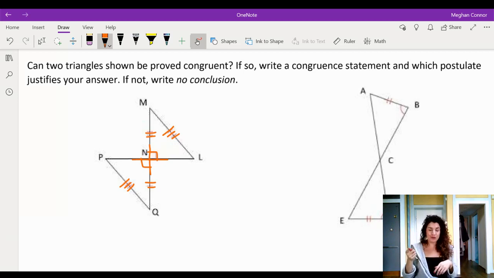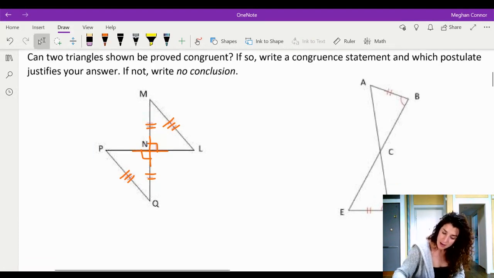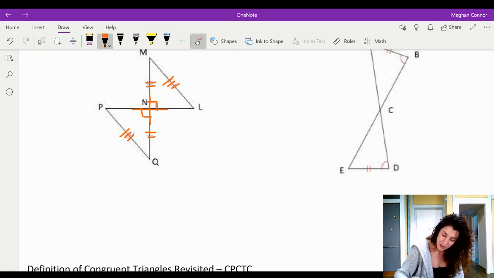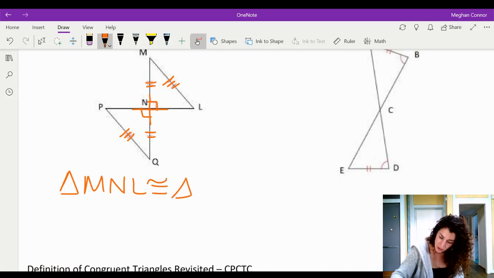Now that both of those are right angles, next statement, you could say that those two triangles are right triangles. And then you could say, okay, now they must be congruent because it satisfies everything about HL. So yes, they can be proven to be congruent. And so we are going to write a congruency statement. Triangle MNL is congruent to triangle QNP because of HL.